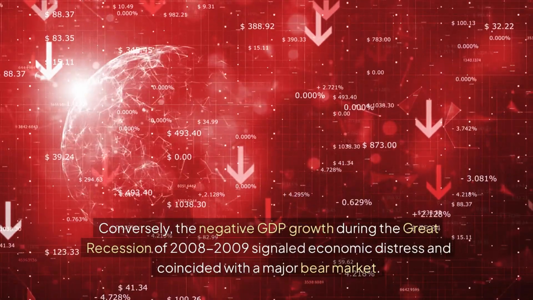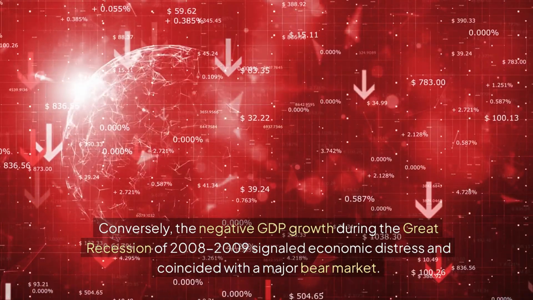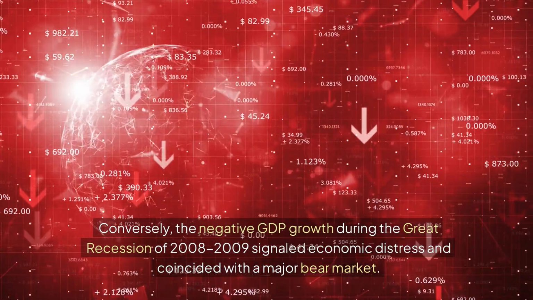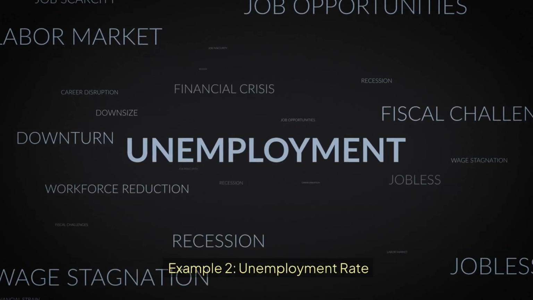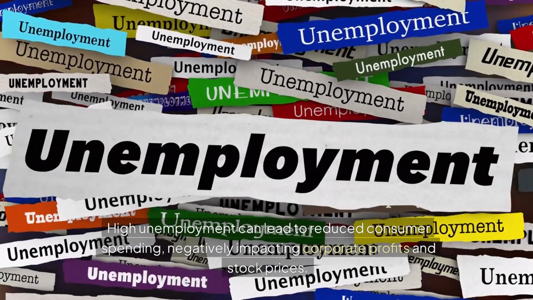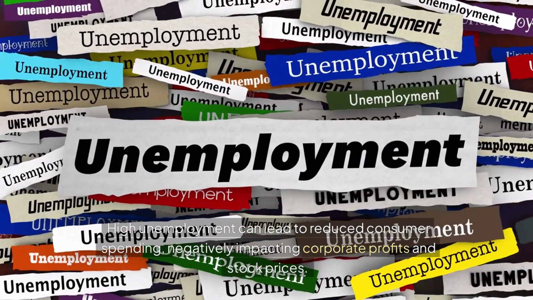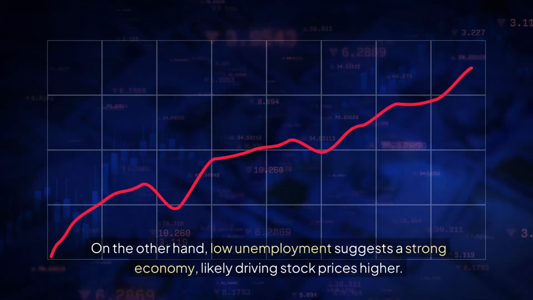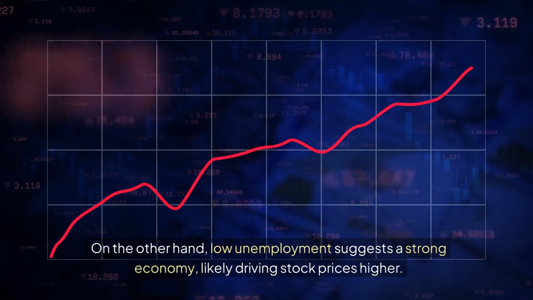Conversely, the negative GDP growth during the Great Recession of 2008-2009 signaled economic distress and coincided with a major bear market. Example 2. Unemployment rate. The unemployment rate is a key indicator of economic health. High unemployment can lead to reduced consumer spending, negatively impacting corporate profits and stock prices. On the other hand, low unemployment suggests a strong economy, likely driving stock prices higher.